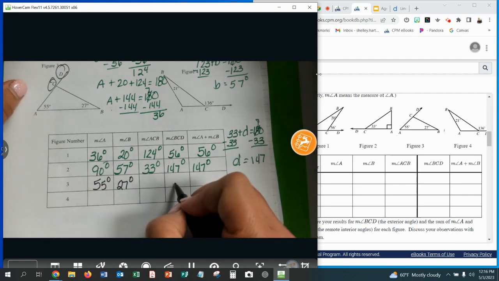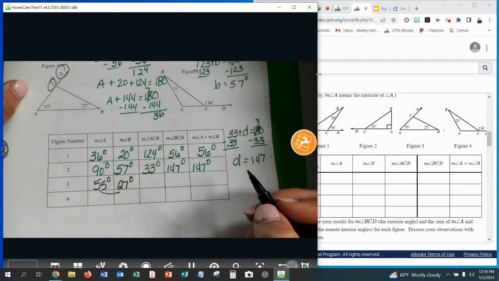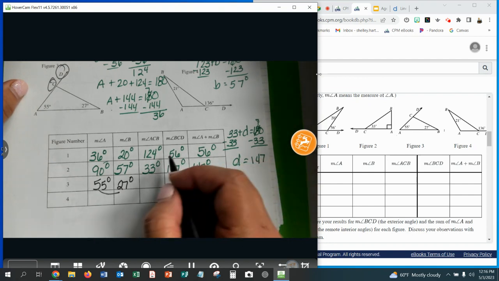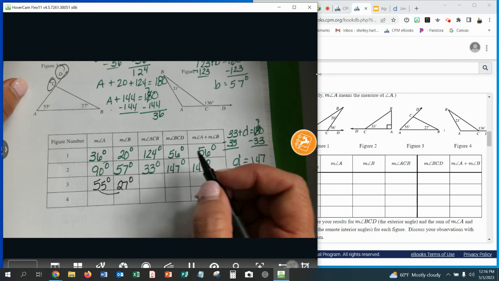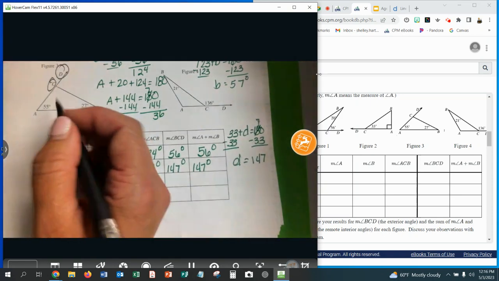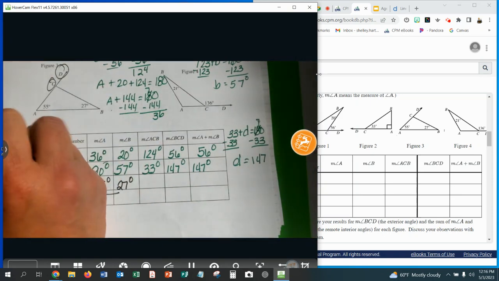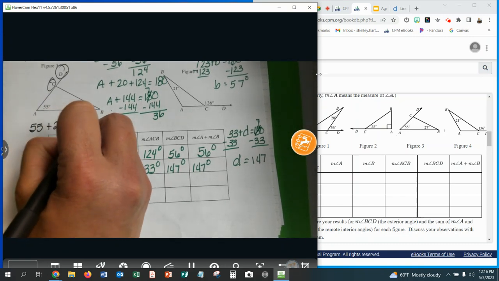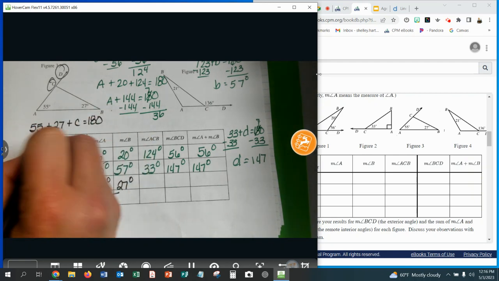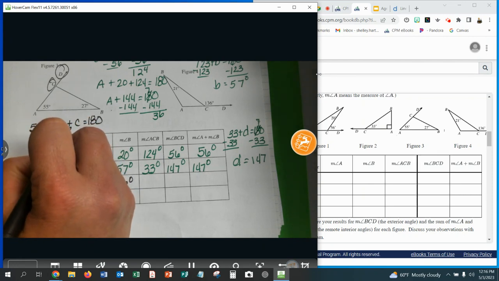If D equals the sum of A and B, what? Okay, so why don't we just do this? Let's just figure out what C is. So we've got 55 plus 27 plus C equals 180, right? 55 and 27 is, anybody, 82? Did you get 82? Great.